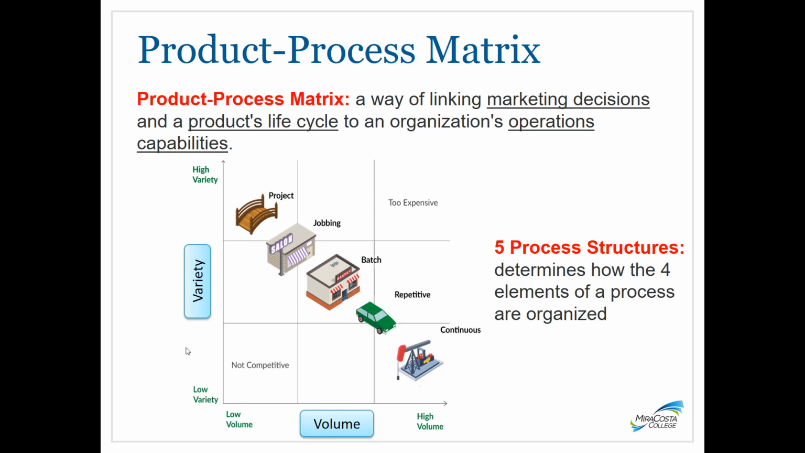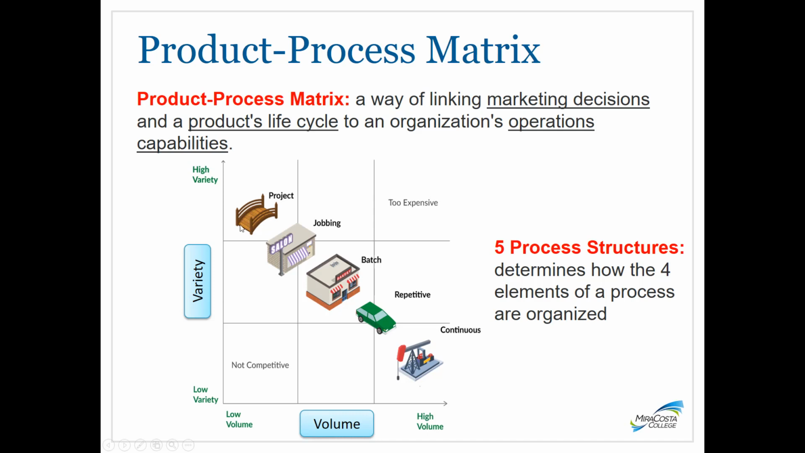Now, the five process structures help us determine how the four elements of a process should be organized. Businesses and strategic managers can use this relationship tool to analyze whether the process approach that a company is using is suitable for its life cycle or not. This tool helps understand how specific production processes are better suited to different production volumes than others.